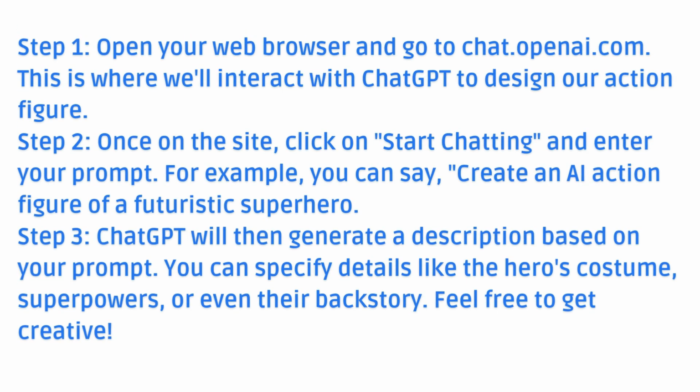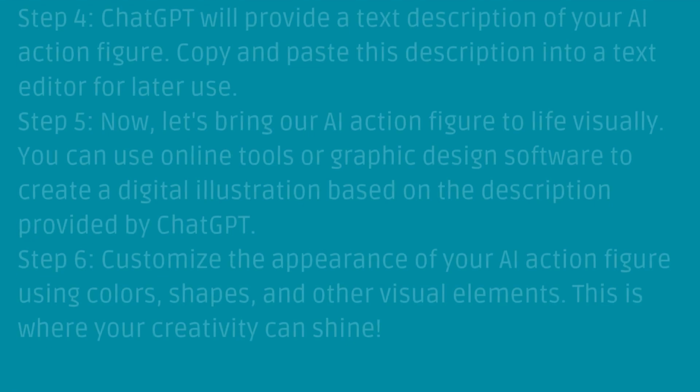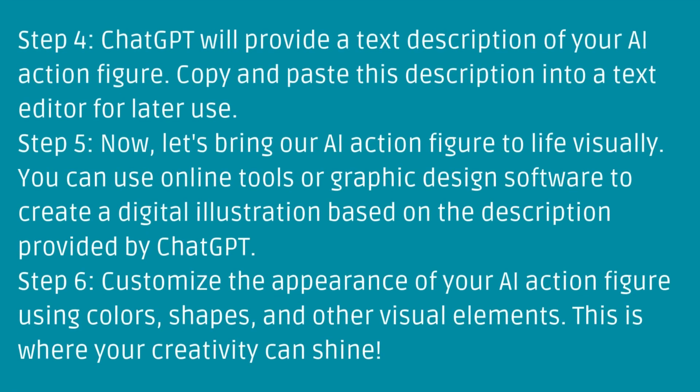Step 3. ChatGPT will then generate a description based on your prompt. You can specify details like the hero's costume, superpowers, or even their backstory. Feel free to get creative. Step 4. ChatGPT will provide a text description of your AI action figure. Copy and paste this description into a text editor for later use.